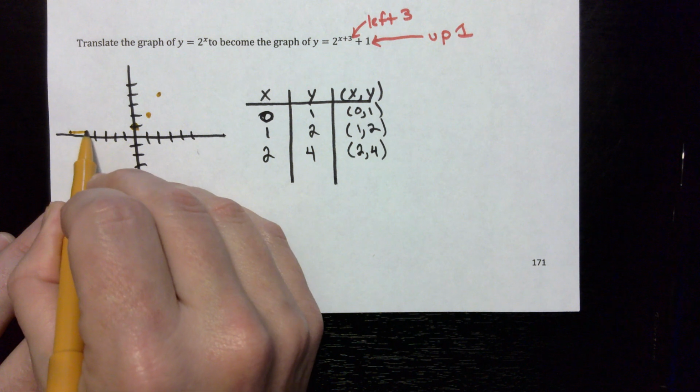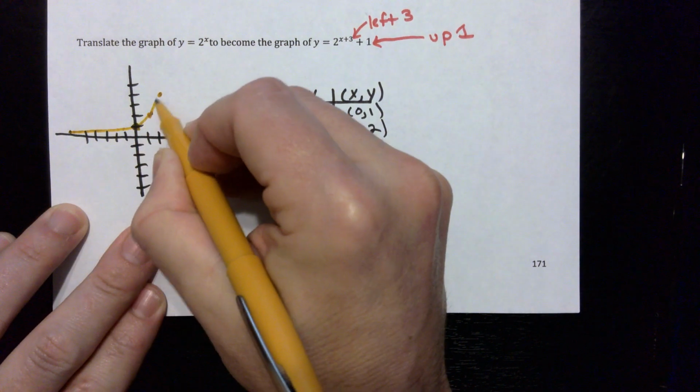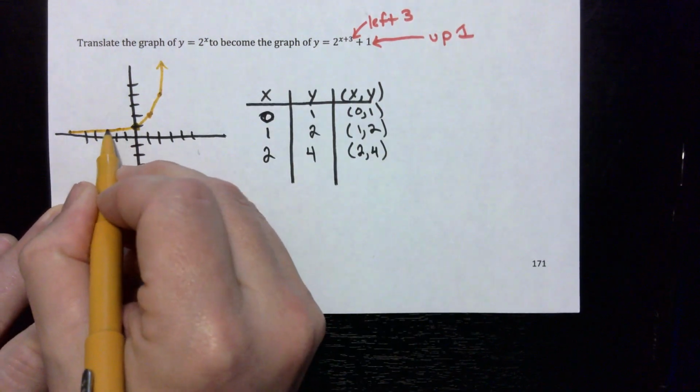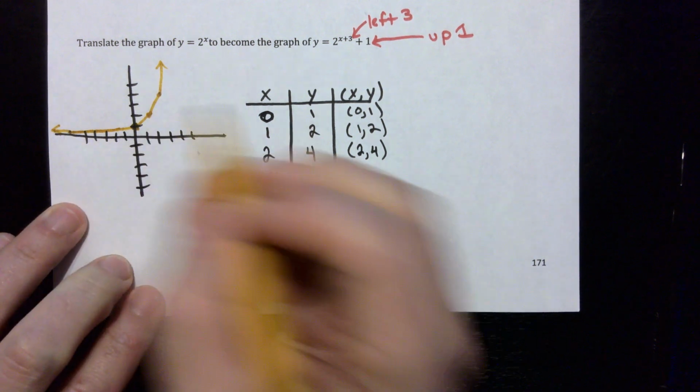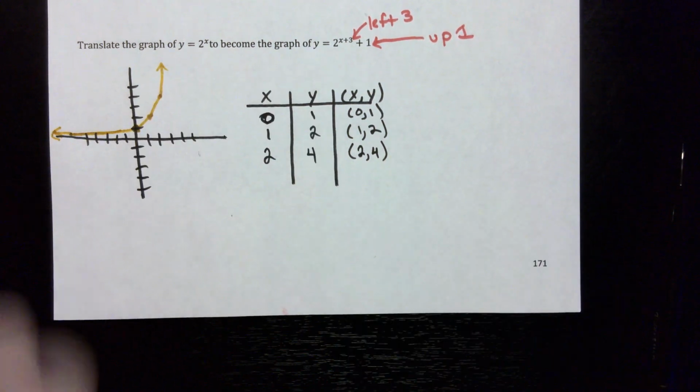The x-axis will be our asymptote on this one. That's what we can't cross. So it gets closer and closer to that and does not ever cross it. So there's the graph of that.